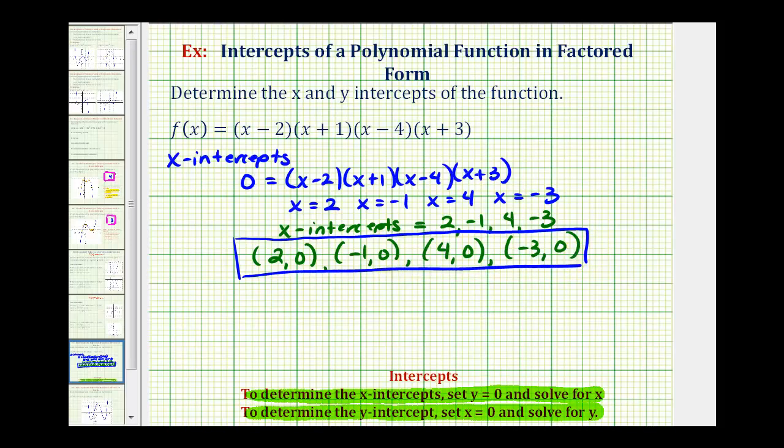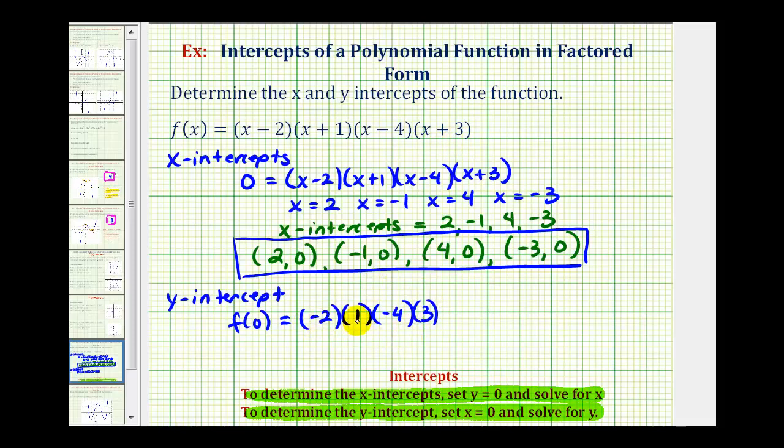Now let's determine the y-intercept. To determine the y-intercept of the function, we set x equal to 0 and solve for y. Or in this case, because it's written in function notation, we want to determine f of 0. So we would have 0 minus 2, that's negative 2. 0 plus 1 is 1. 0 minus 4 is negative 4. And 0 plus 3 is 3. This product will be our y-intercept.